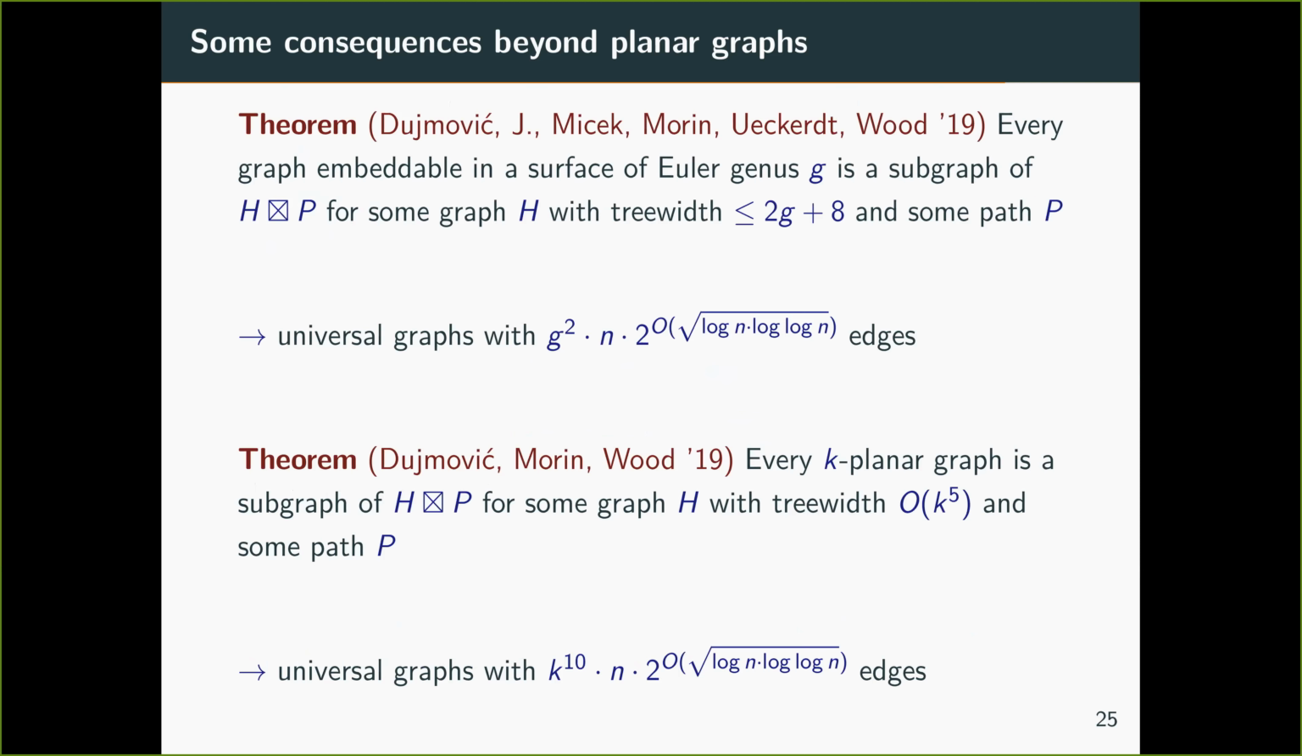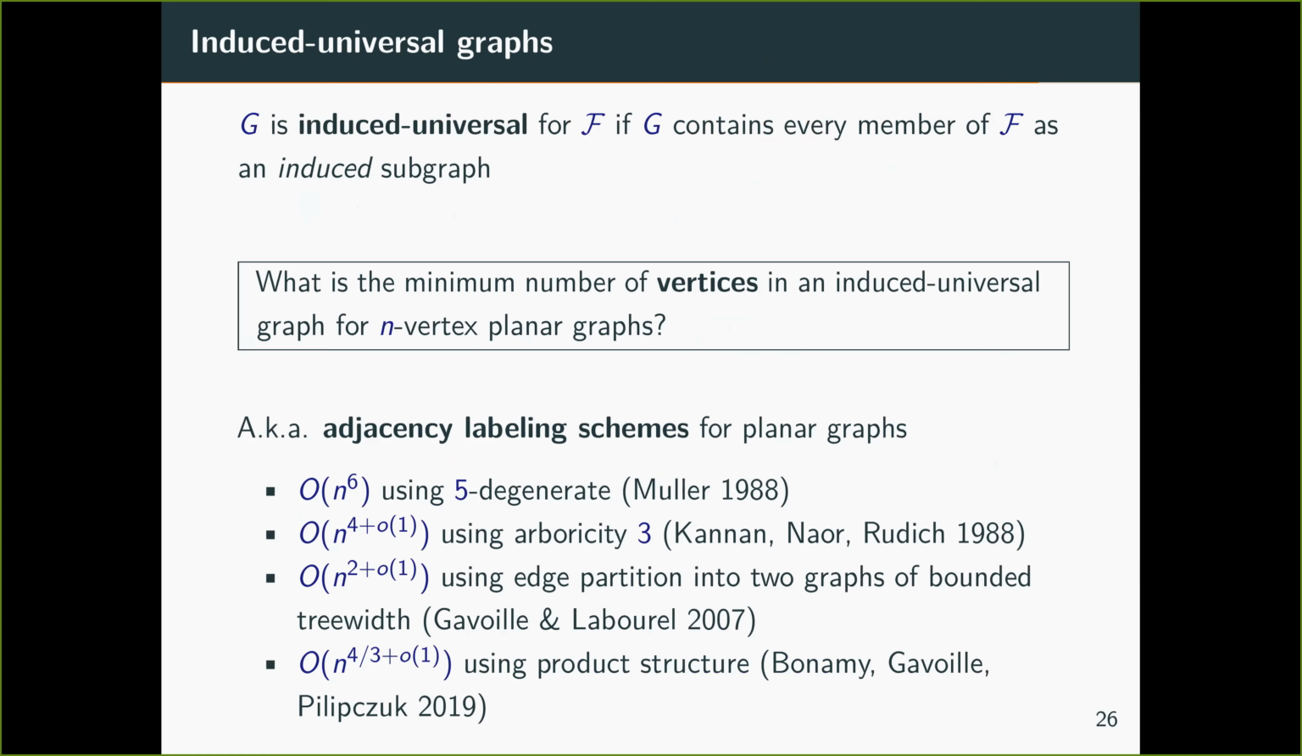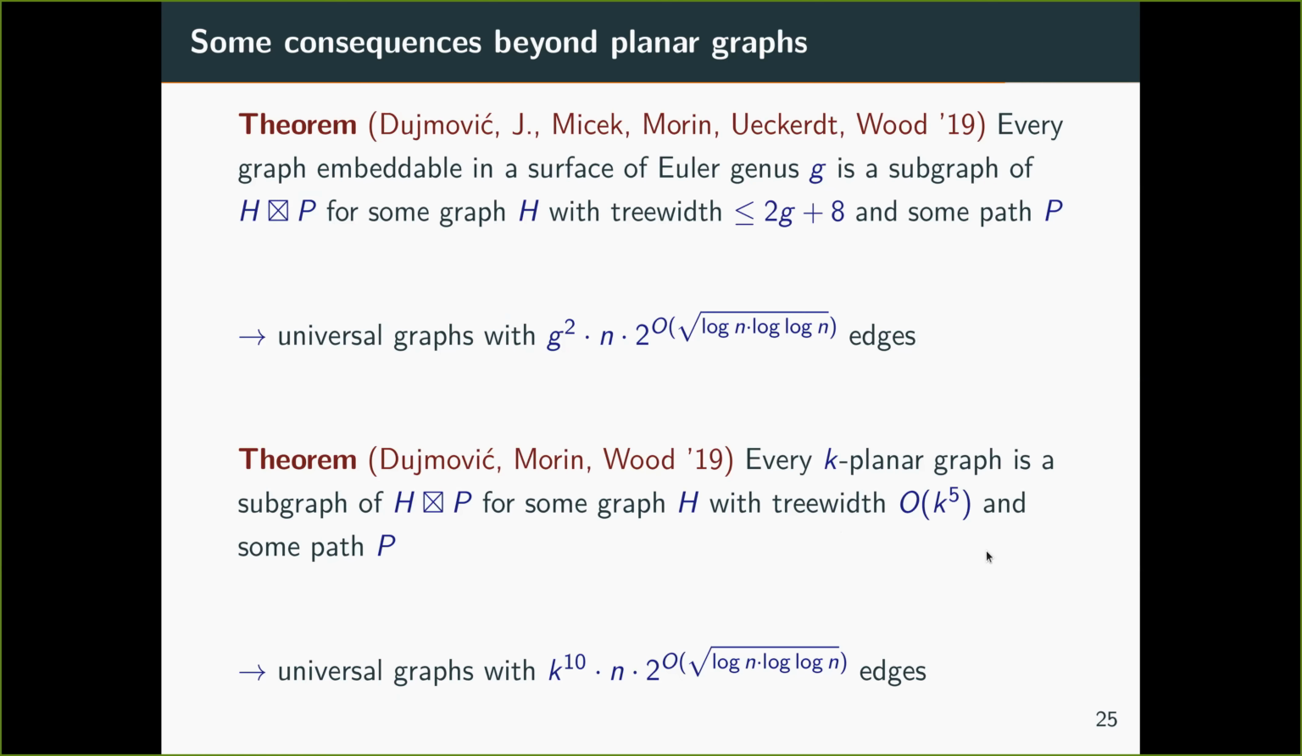So what's the point? Well, we have this near linear bound on the number of edges for universal graphs for n-vertex planar graphs. And as you've seen, this applies to any class that has this product structure. So if you have graphs on a fixed surface, you have a near linear bound on the number of edges as well, or for k-planar graphs, same thing, for instance. And that's essentially the set of new results for universal graphs.